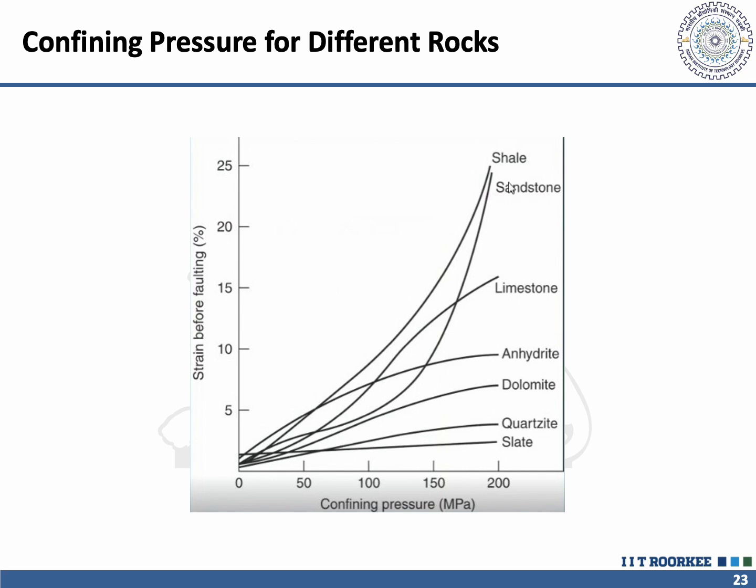The quartzite and slate show the least ductility. Even under high confining pressure, they fail at low strain levels, meaning they are more brittle overall. The confining pressure suppresses the crack propagation, promoting a plastic deformation. The rocks with clay content or porosity, like shale or sandstone, accommodate deformation better. The dense crystalline rocks, like quartzite or slate, resist the flow and fail earlier.